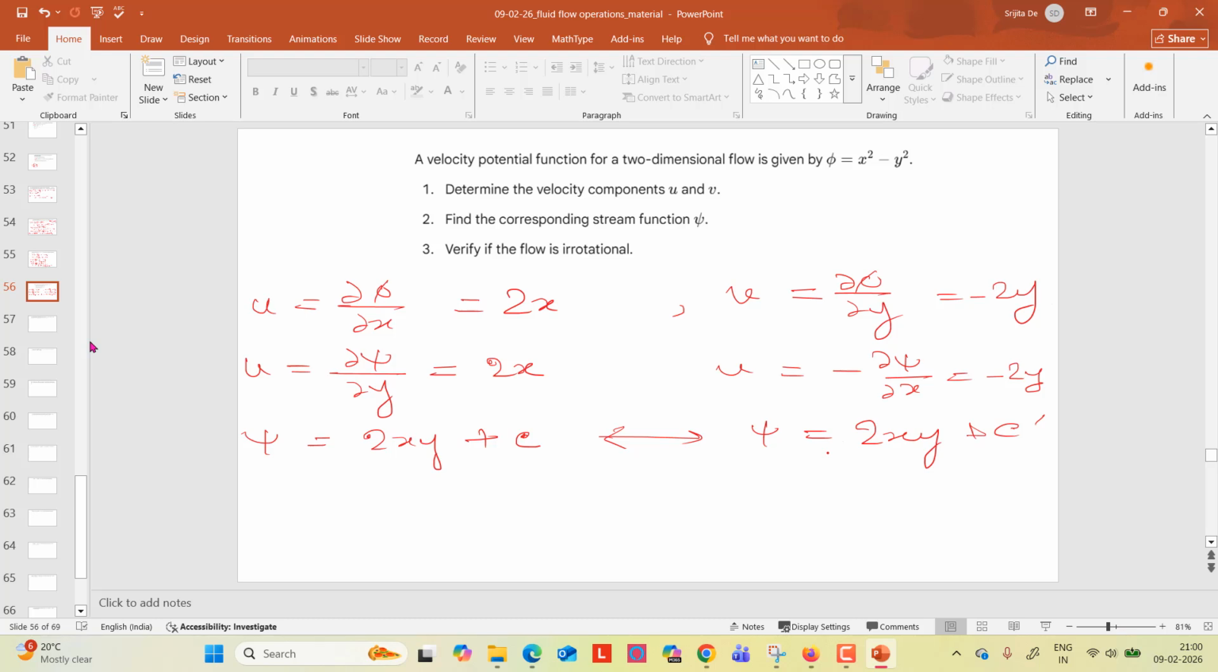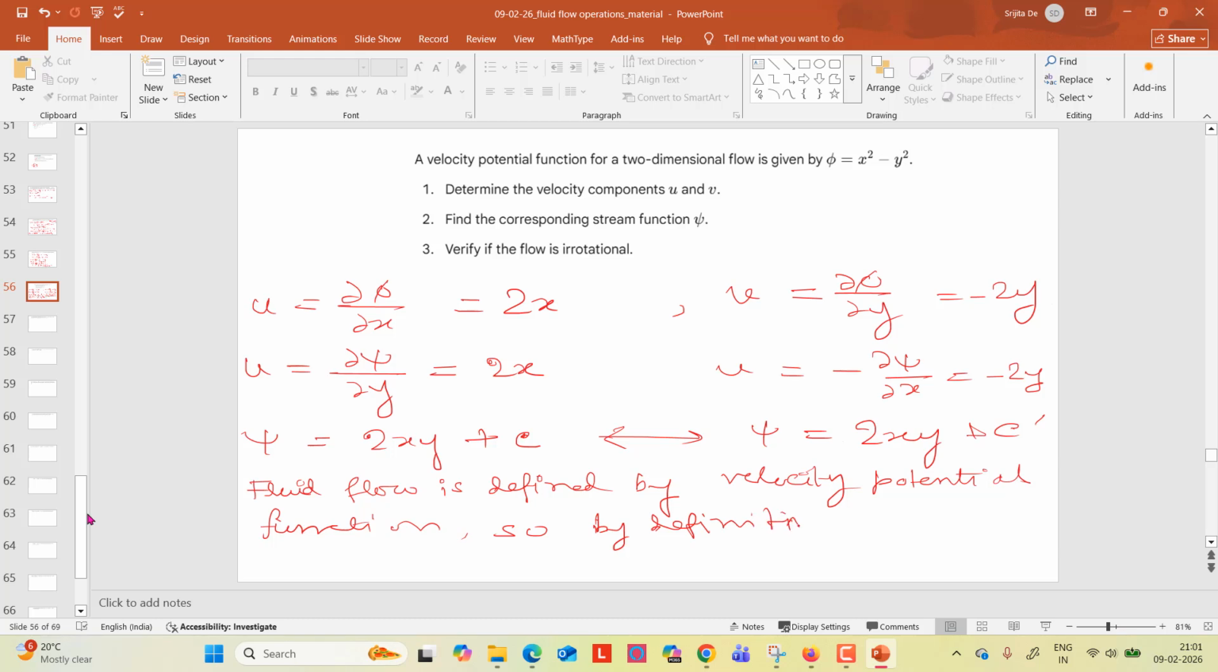So from the definition we can say that we know that a flow defined by a velocity potential function is by definition irrotational flow. That means angular velocity and vorticity will be zero.